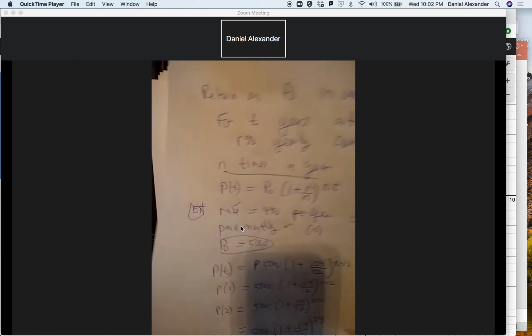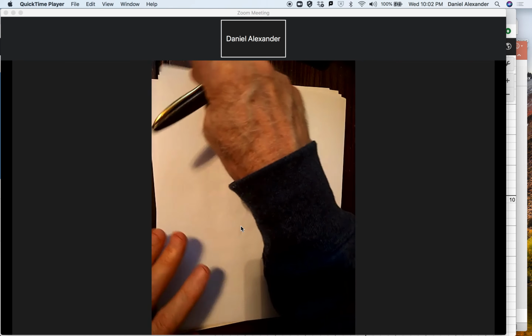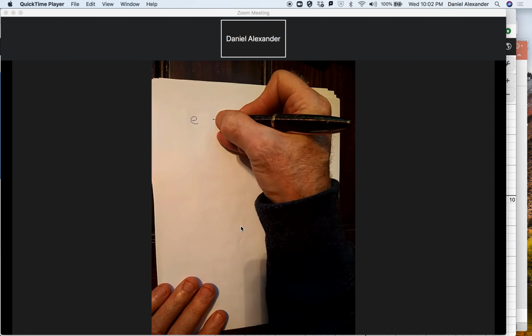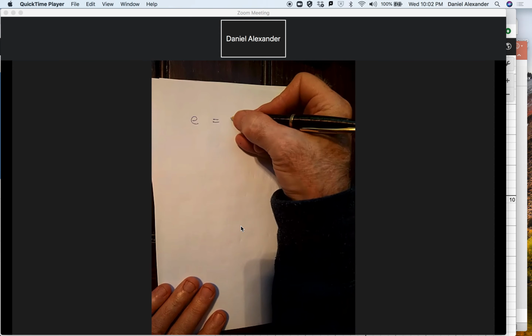Okay, I want to do one thing. I want to get to this number e. And this number e is defined like this. It's 1 plus 1 over n, to the n, but you let n go to infinity.